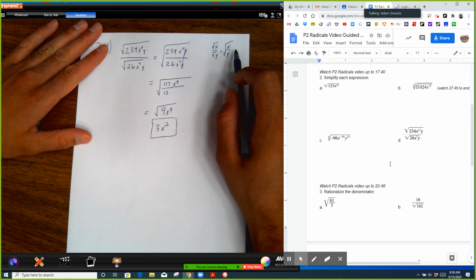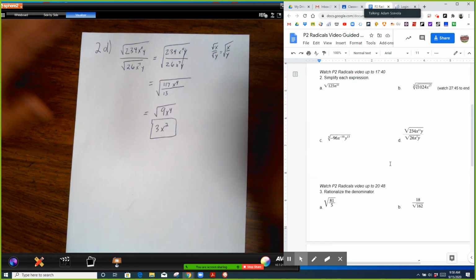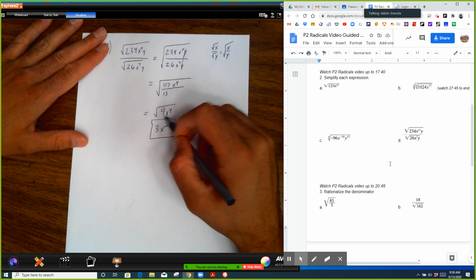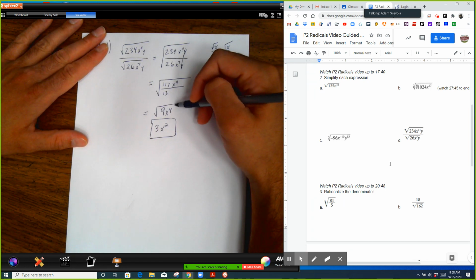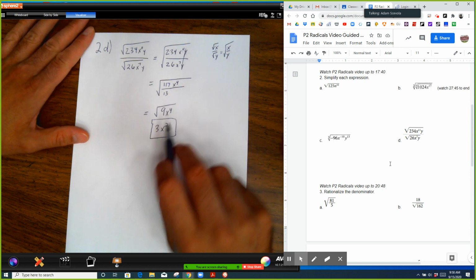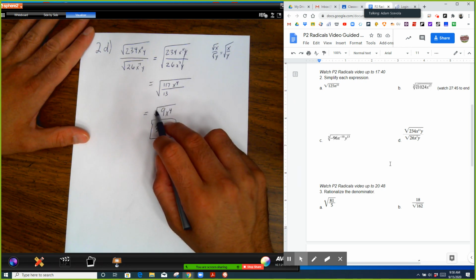And we don't need absolute values here because it was an even root, and it's an even exponent. So if this was x to the first or x cubed or x to the fifth, then you would need absolute values. But this will be positive no matter what, so we're good.